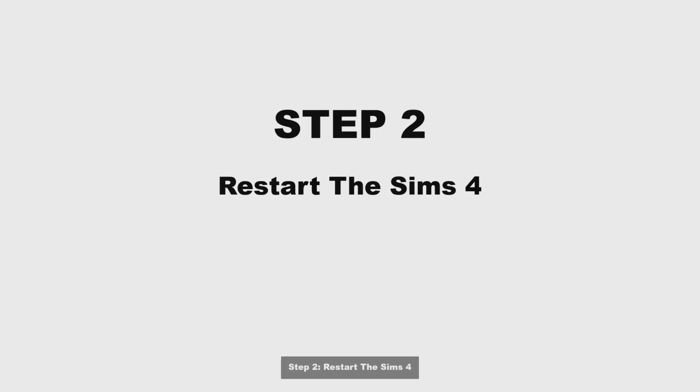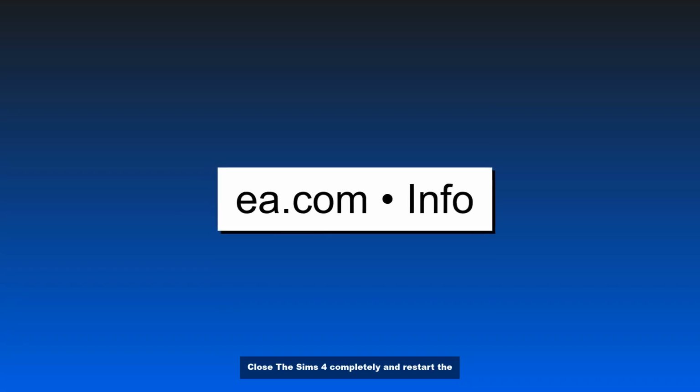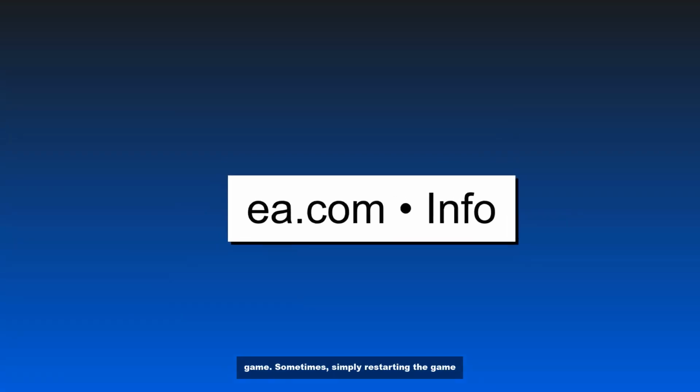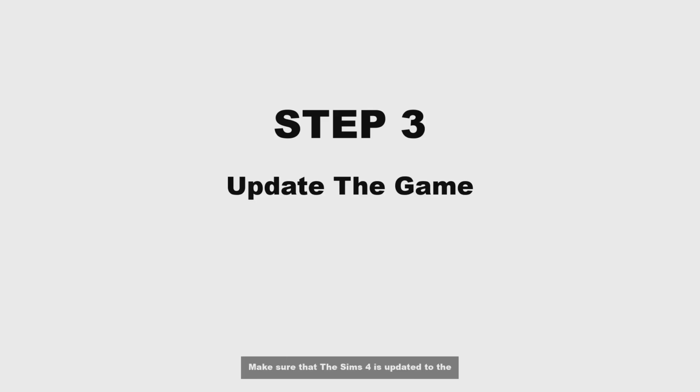Step 2. Restart The Sims 4. Close The Sims 4 completely and restart the game. Sometimes, simply restarting the game can resolve temporary glitches and sync issues. Step 3. Update the game. Make sure that The Sims 4 is updated to the latest version. Check for updates through your game launcher or platform, Origin, Steam, etc., and install any available updates.